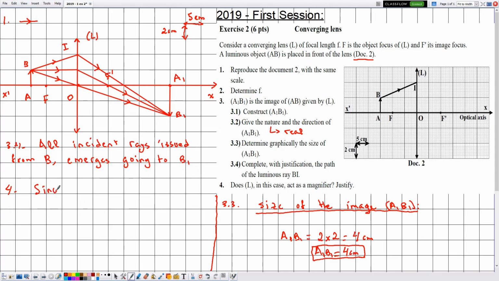So the answer is: since the image A1 B1 is not virtual because it is real, then L doesn't act as a magnifier.